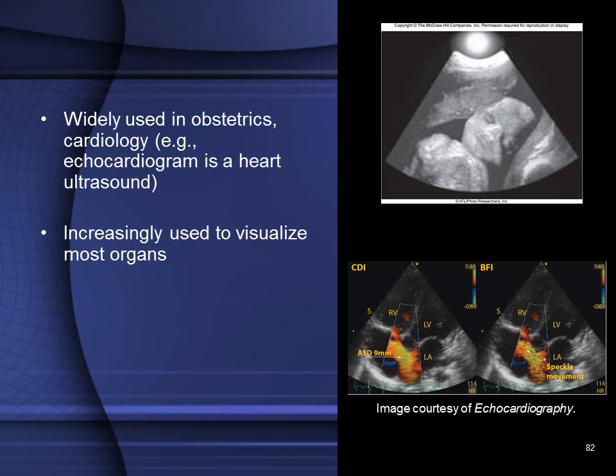Ultrasound is widely used in obstetrics and cardiology, such as echocardiogram or ultrasound of the heart. It can be used with Doppler technology, so we can also obtain information about rate and volume of blood flow, as well as directionality. It is increasingly used to visualize most internal organs.